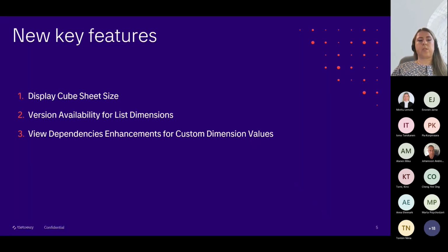In this presentation, firstly, I'm going to speak about a few key features introduced in this release, which are display cube sheet size, version availability for list dimensions, and view dependencies enhancement for custom dimension values. Then I will shortly cover the rest of the features and introduce the roadmap to you with future improvements as well.